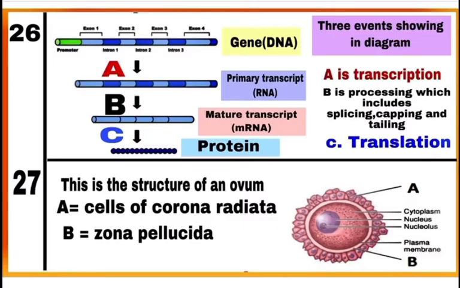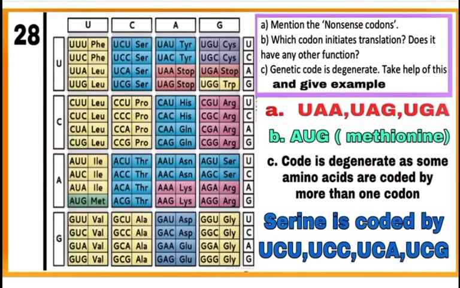27th. This diagram is of a human ovum, where A represents cells of corona radiata and B zona pellucida. 28th. This is the table showing codons for the various amino acids. A. Mention the nonsense codons. The nonsense codons or stop codons are UAA, UAG, and UGA.